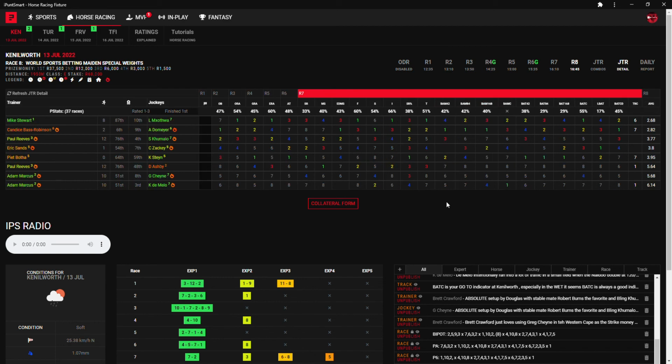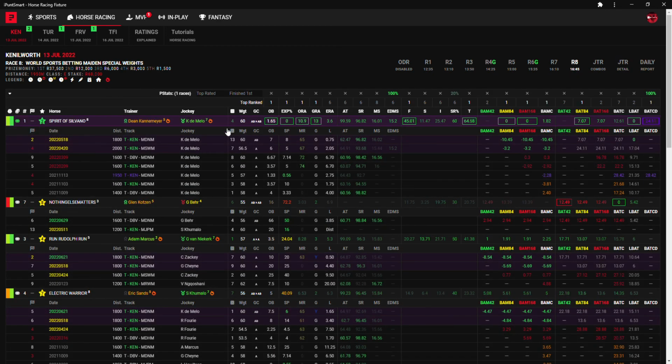I hope that helped to understand a little bit better about what we're talking about when we say BAMRAL and BAT. BAMRAL is quite simply your best average merit rating adjusted length behind, and BAT is the adjusted time with that together.